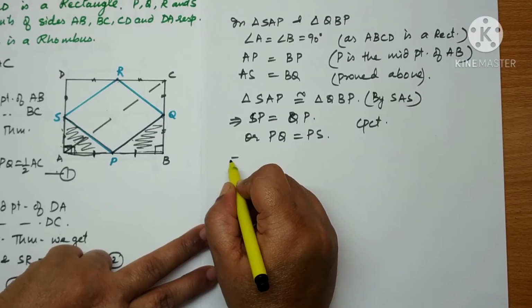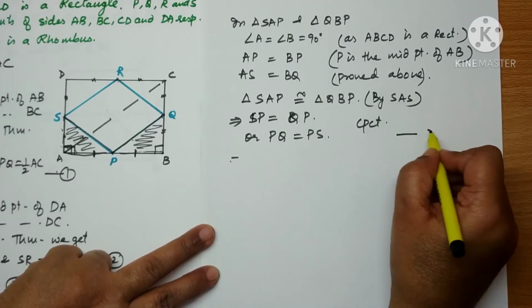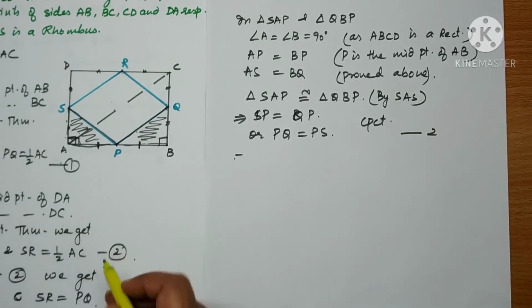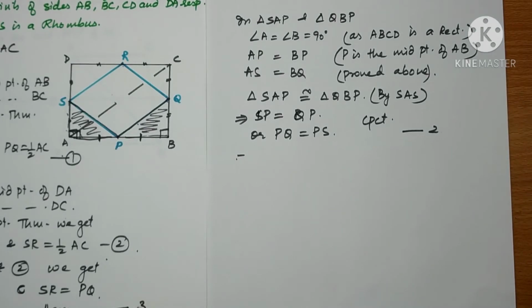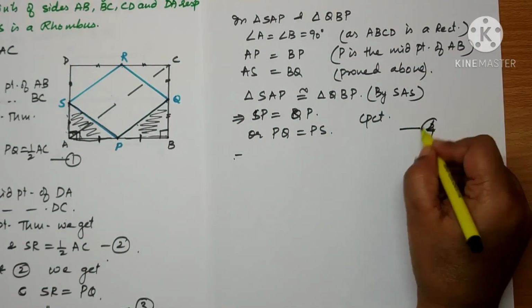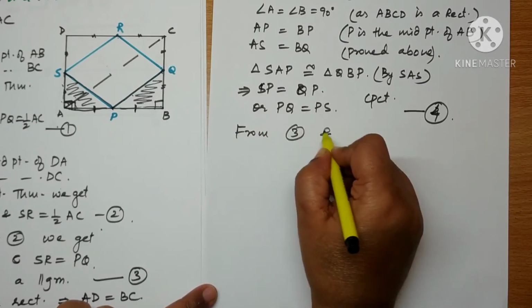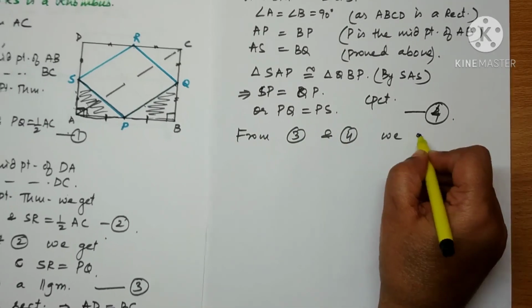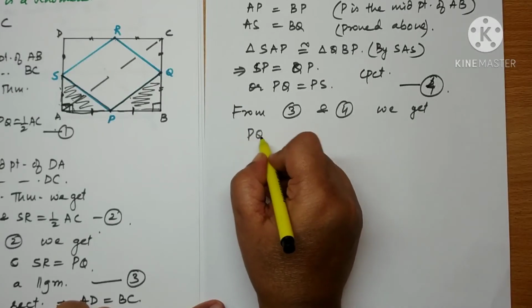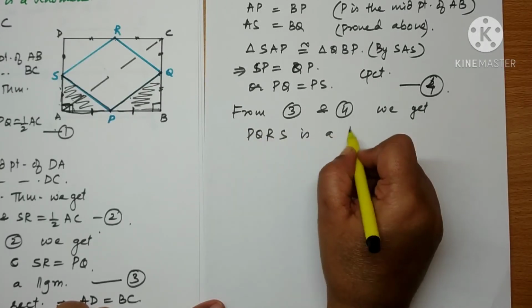This implies, let's call this 2. I have already taken 1, 2. PQRS is a parallelogram, 3, and this is 4. So from 3 and 4 we get PQRS is a rhombus.